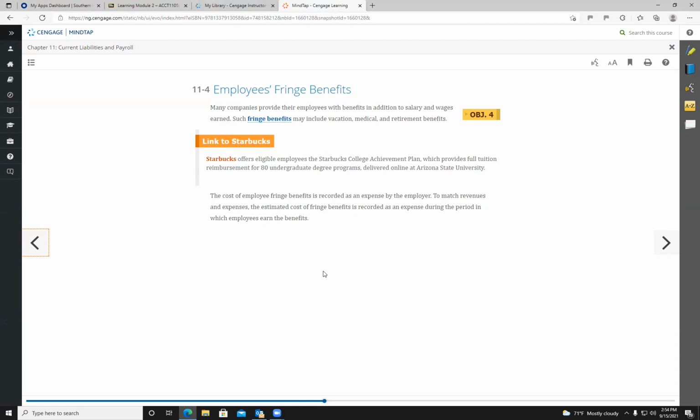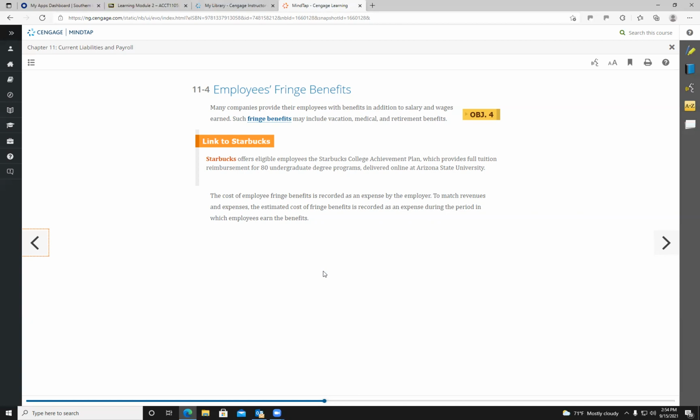You're earning these fringe benefits as you're earning revenue, because you're working, and you're working to earn revenue. That's what your employees hopefully are doing for your business. They're working to earn you revenue. So they're working those sales, they're working those registers, they're making those calls, whatever your business is. So to have our expenses match our revenue, we're going to record these fringe benefits as expenses, but we're not going to record them when they're used. We're going to record them as they're earned by the employee.